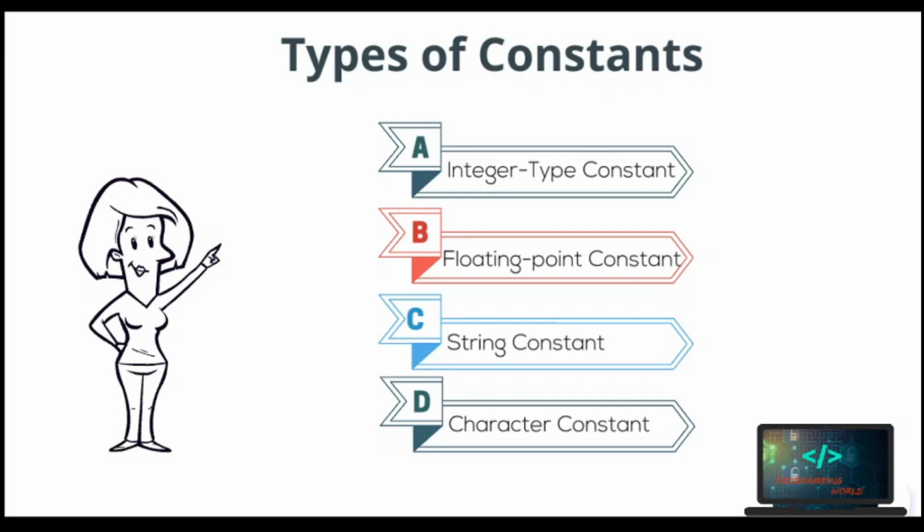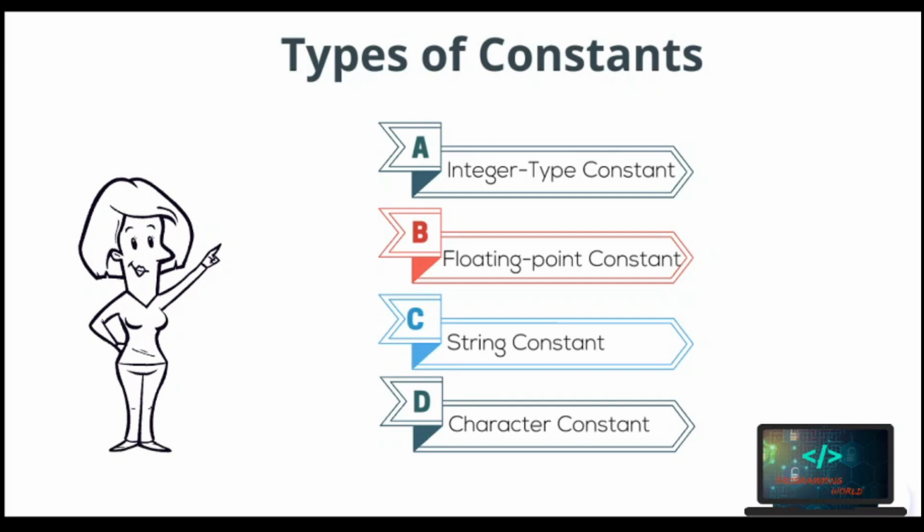Second one is floating point constant. Floating point constants specify values that must have a fractional part. Floating point constant have a mantissa which specify the values of the number, an exponent which specify a magnitude of the number, and an optional suffix that specifies the constant type.